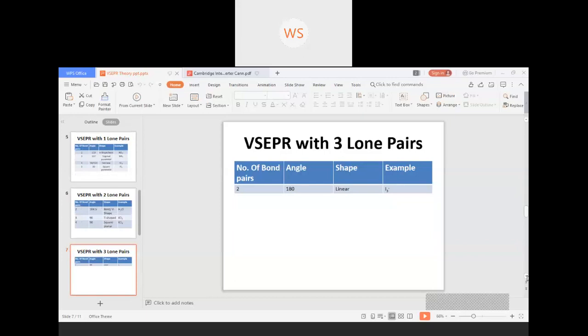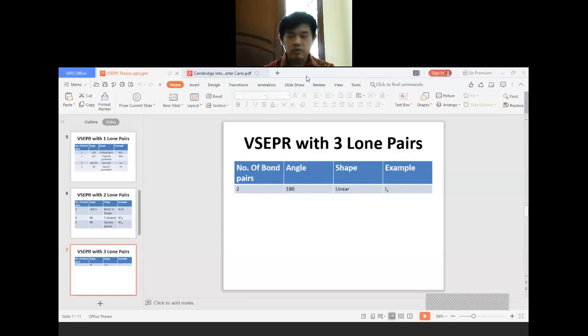What does it mean here? It means that when a question gives us the molecule, we have to draw the dot and cross diagram. After drawing it, we have to be able to tell how many lone pairs and how many bond pairs. After we know that, we can tell what is the shape and what is the size of the angle.